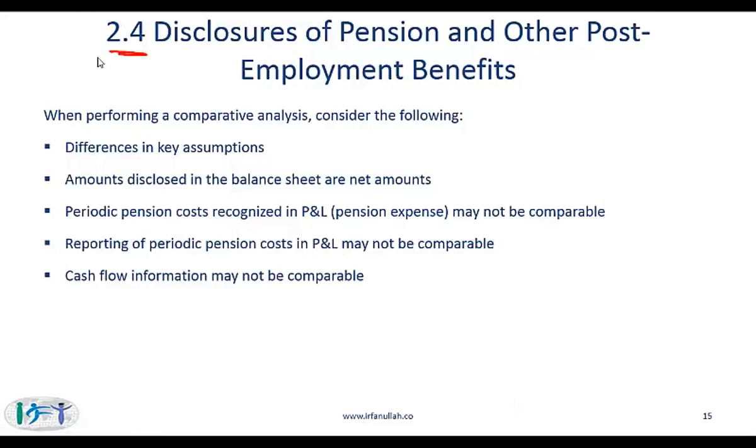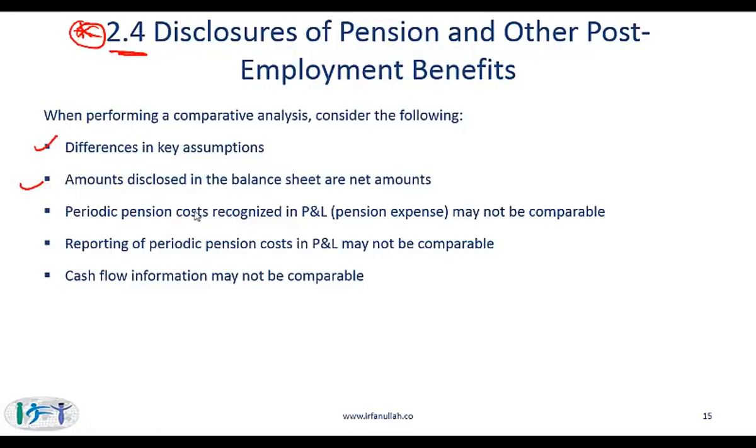We now come to section 2.4, which is very important from a testability point of view: disclosures of pension and other post-employment benefits. This is a high-level slide, and then over the next few slides we'll go over each of these bullet points. When comparing different companies, you need to keep the following in mind. Different companies will probably be using somewhat different assumptions. The discount rate assumption might be different.